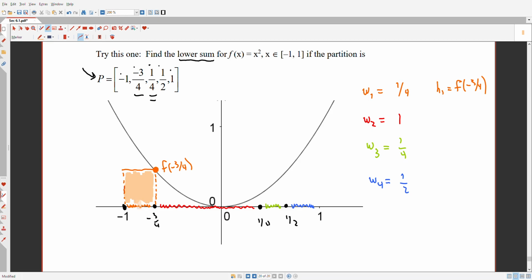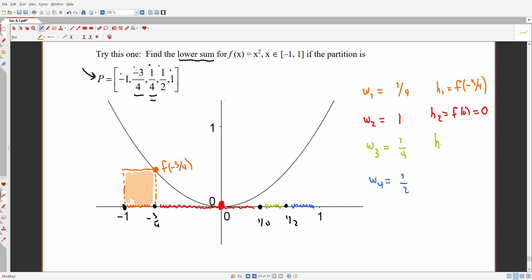Okay, my next rectangle. What's the smallest I can make the height on the interval between -3/4 and 1/4? I can actually make it all the way down to 0. So the height here is going to be a lovely number. It's going to be f of 0, which is just the height value 0.